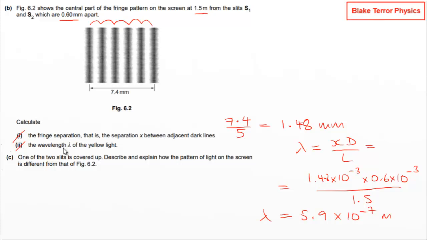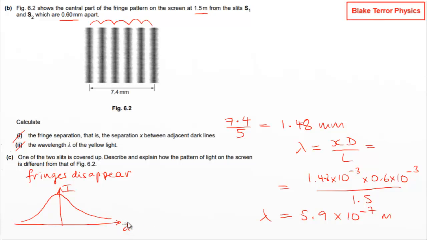Describe and explain how the pattern of light on the screen is different from that of figure 6.2. So we can say that the fringes disappear. Fringes disappear. And we'll be left with an intensity pattern. I mean, you could even draw it out. I find it easier. If you just got a single slit, then you're going to get a bell curve intensity pattern. So you could say, well, this is our intensity with distance off to the side. Let's call that X. They've been calling it X elsewhere, although we have to use X for separation, but it doesn't really matter.